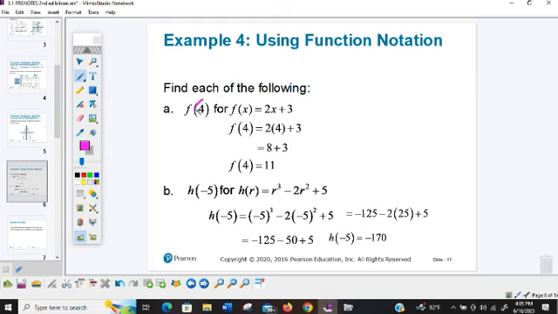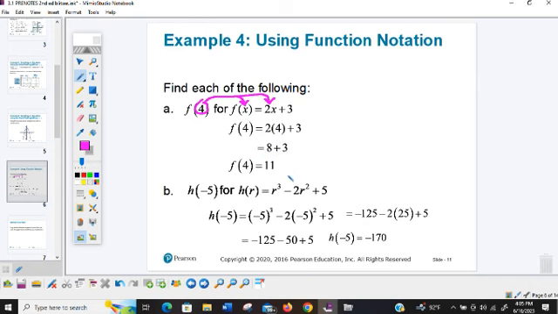So we're going to take this 4 and we are going to plug it in where we see the x, okay? You can also plug it in here. We're going to say f of 4 equals, instead of 2 times x, we take out the x, we put in a 4. So we do 2 times 4 plus 3. Do your multiplication first. 2 times 4 is 8, and 8 plus 3 is 11. So f of 4 is equal to 11.